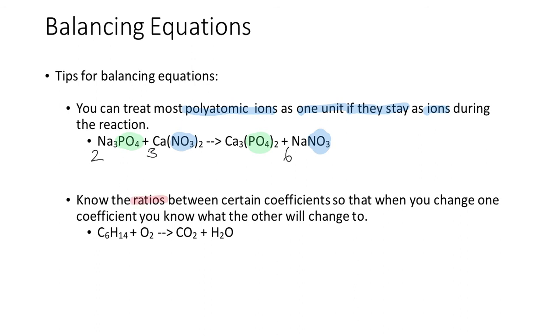Know the ratios between certain coefficients, so when you change one coefficient, you know what the other will change to. This was very similar to the very first question. See how the only place that C is in the reactants is in the C6H14? Because there's only one carbon on this side, the ratio of coefficients from here to here has to be a 1 to 6 ratio. The 1 to 6 ratio.